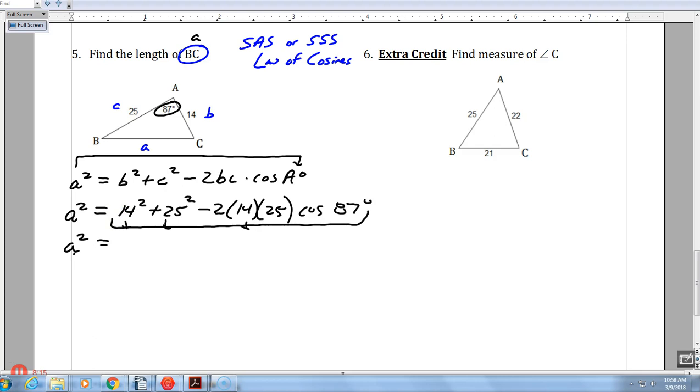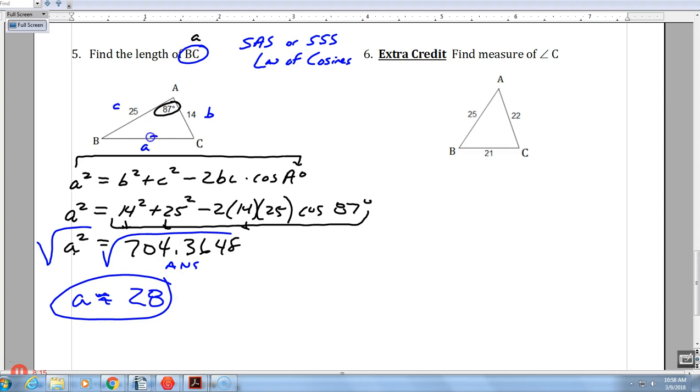14 squared plus 25 squared minus 2 times 14 times 25 times cos 87. Bam. It's looking like 704.36 and some other digits. So what I need to do now is take the square root of both sides. And again, I just use the answer key because that's already in my calculator right now. Second square root, second answer, done. About 28.